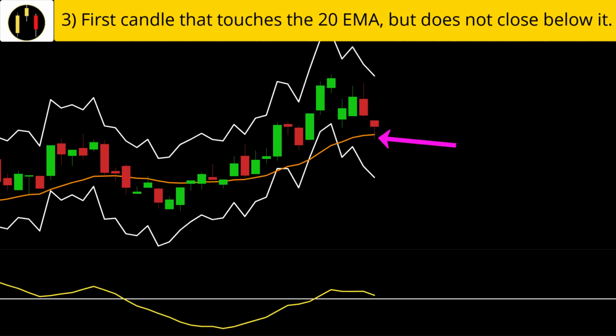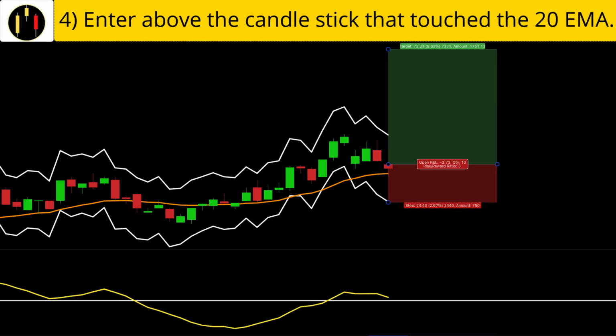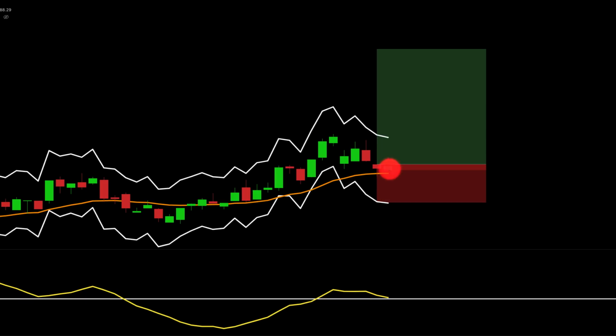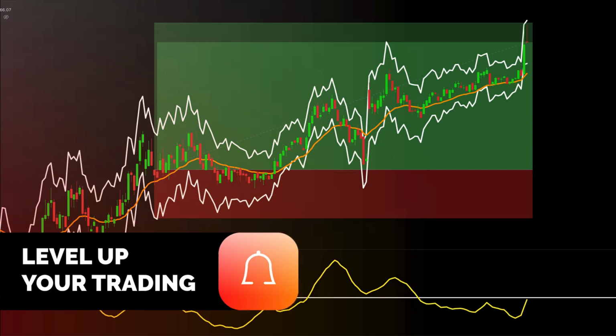Then we want to see that the candle that touches the 20 EMA does not close below it. Finally, we place a buy stop order above the candle that touched the 20 EMA and keep the order open as long as price does not close below the orange line. Our entry is on this candle and it serves as our trigger. We place our stop at 2 times the ATR below the trigger candle and 1 to 3 is the target. And long example 1 hits the target.